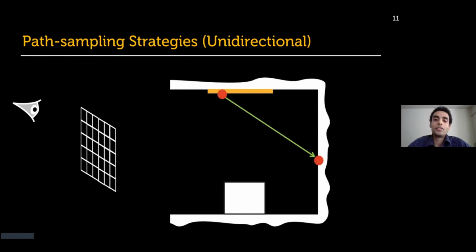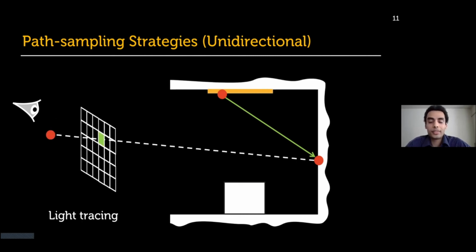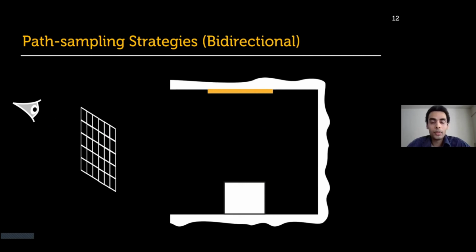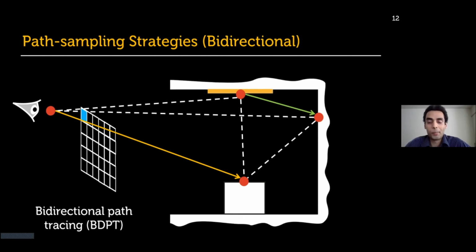Another possibility is to start a light transport path from a light source. Light tracing can render caustics efficiently. Bidirectional approaches combine both of the previous two techniques. We connect paths with all possible combinations between them.